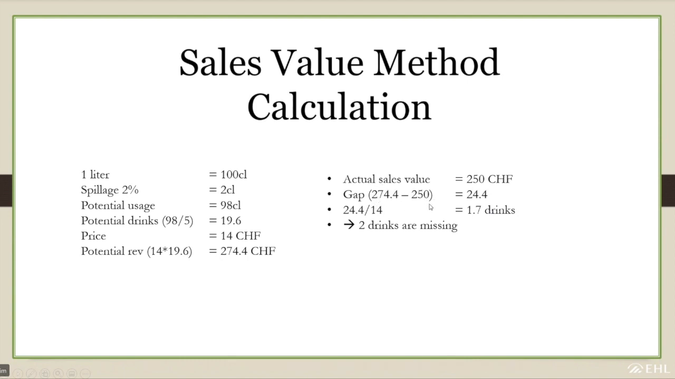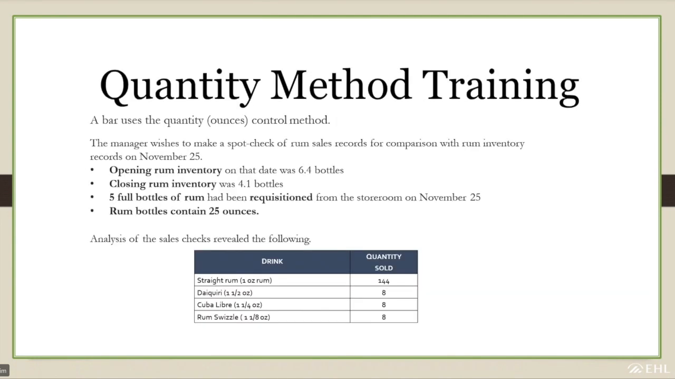What do you do with this? Okay, you can actually calculate the gap between what you've actually sold and what the potential revenue is. And this difference is in this case 1.7 drinks, because you have to divide again by the price, 14, so you know the amount of drinks you're missing, and then these 2 drinks are missing. Probably increased spillage, or some staff drank it, which is in most cases the case. So also very important to calculate that. It is basically the same as in food costs. You do the same thing.